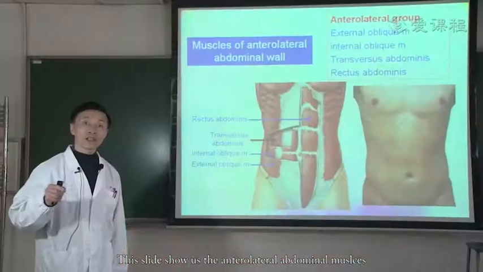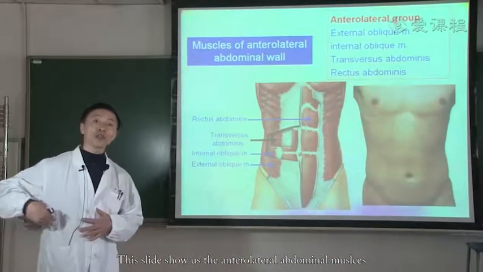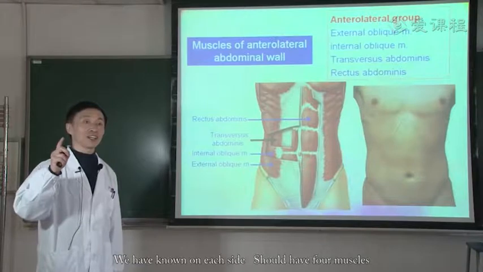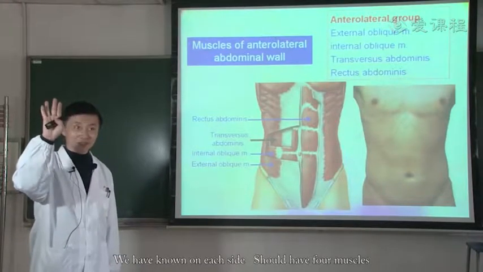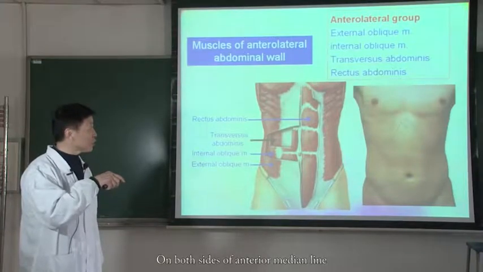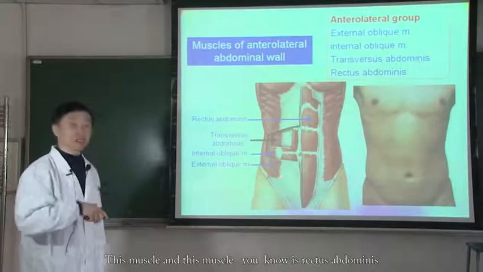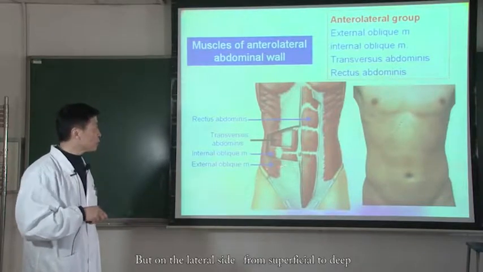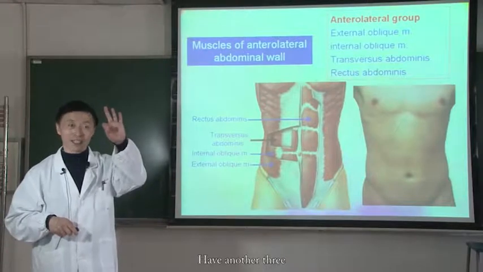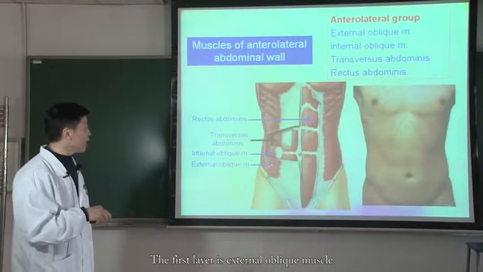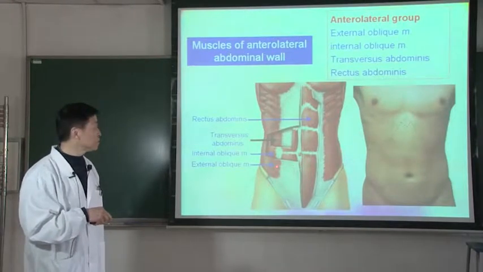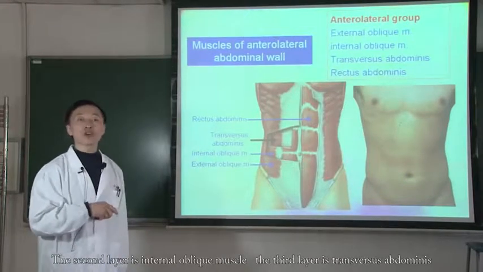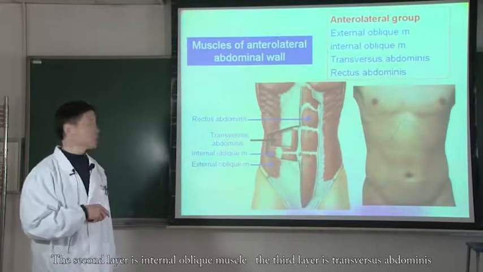This slide shows us the anterolateral abdominal wall muscles. We know each side should have four muscles. On both sides of the anterior midline, this muscle and this muscle are the rectus abdominis. But on the lateral side, from superficial to deep, there are another three. The first layer is the external oblique muscle. The second layer is the internal oblique muscle. The third layer is the transverse abdominis.